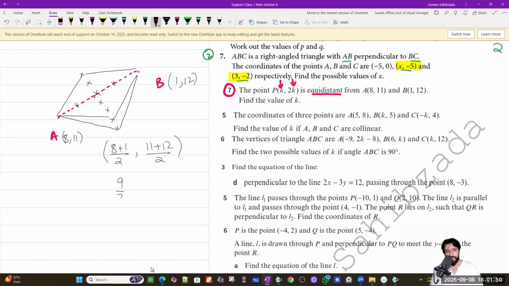So this comes out as 9 over 2 comma 23 over 2. Simply comparing it with k comma 2k, this doesn't work. Because 9 over 2 agar k hai, so 2 times 9 over 2 is not 23 over 2. Which means कि जो अभी हमने किया है, it's not sufficient. So what do we do?